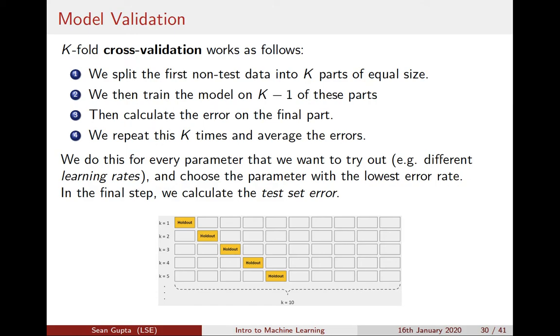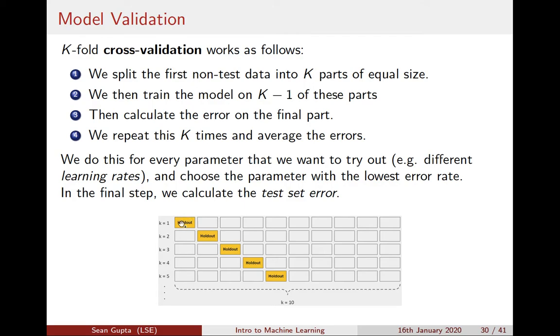Your non-test data, you will split into k equal parts, for example, 10 parts. You will then train your model on k minus 1 of these parts, so for example, these 9 blocks here of your non-test data, and then evaluate your error on the whole held-out set, or whatever metric you're using. Now you have an error.